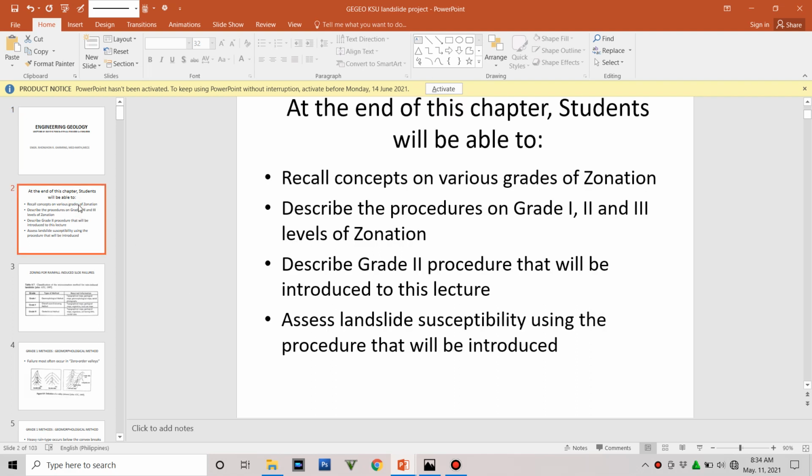As for our learning objectives, we have first, recall concepts on various grades of zonation, and then describe the procedures on grade 1, grade 2, and grade 3 levels of zonation. Then describe the grade 2 procedure that will be introduced in this lecture. And then we're going to use that procedure and assess landslide susceptibility using the introduced procedure by and by.